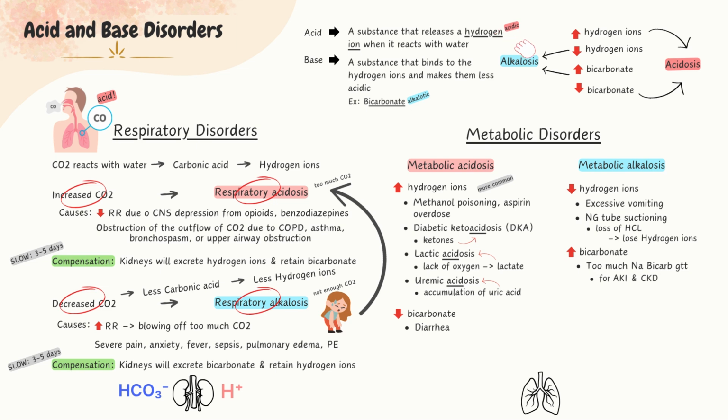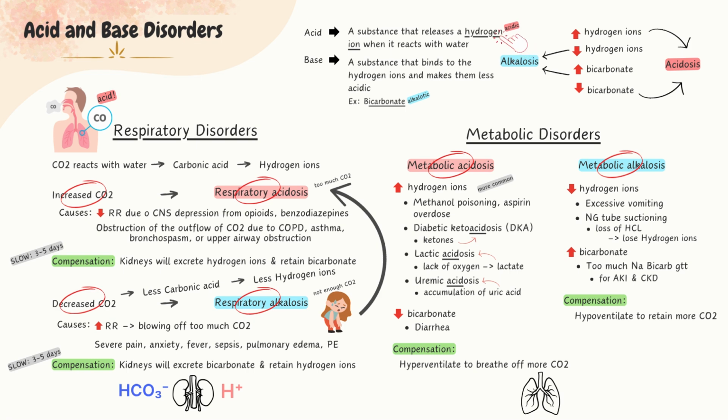Okay, so what about metabolic acidosis and alkalosis? How will the body compensate for that? For metabolic acidosis, the lungs will try to hyperventilate to breathe off more CO2, which will decrease hydrogen ion production and therefore be less acidic. For metabolic alkalosis, the opposite is true. The lungs will try to hypoventilate to retain more CO2 in the lungs and increase the hydrogen ions.